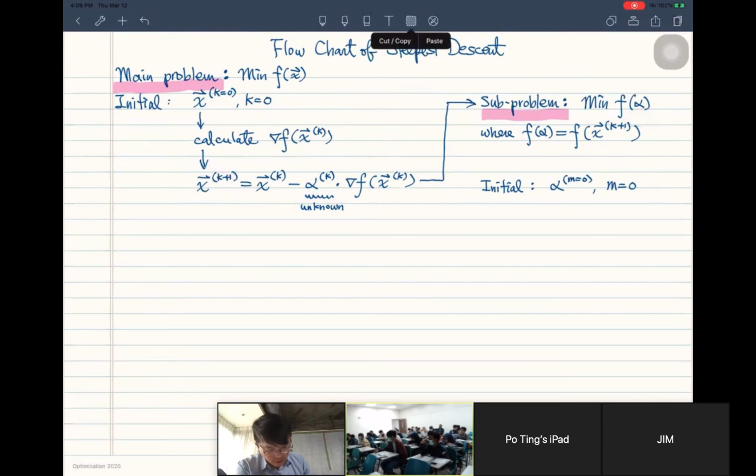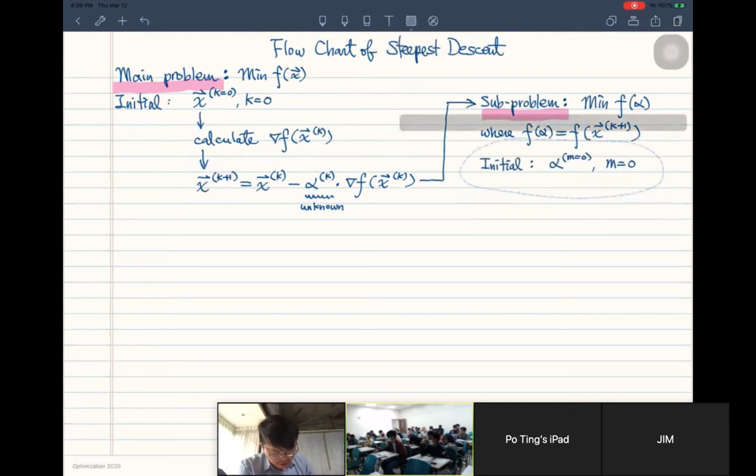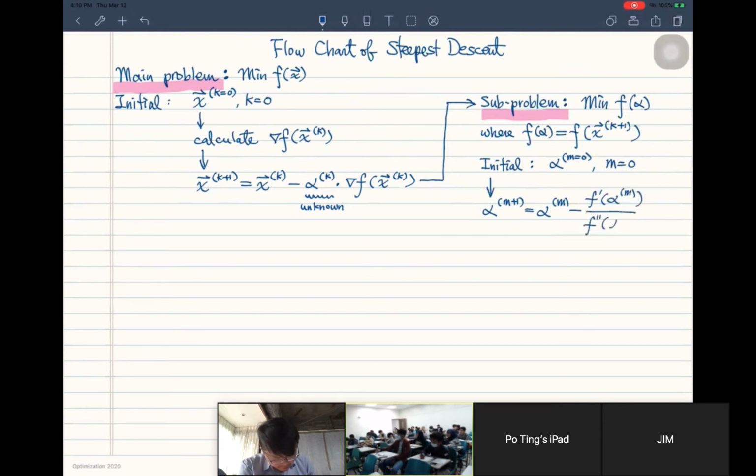Okay. So once you have that, initially you make a guess of alpha, and also your iteration number n equals 0. Then you move on to the next stage: alpha m plus 1 equals alpha m minus f prime of alpha m over f double prime of alpha m. You solve for this, and then, of course, you do a convergence check.